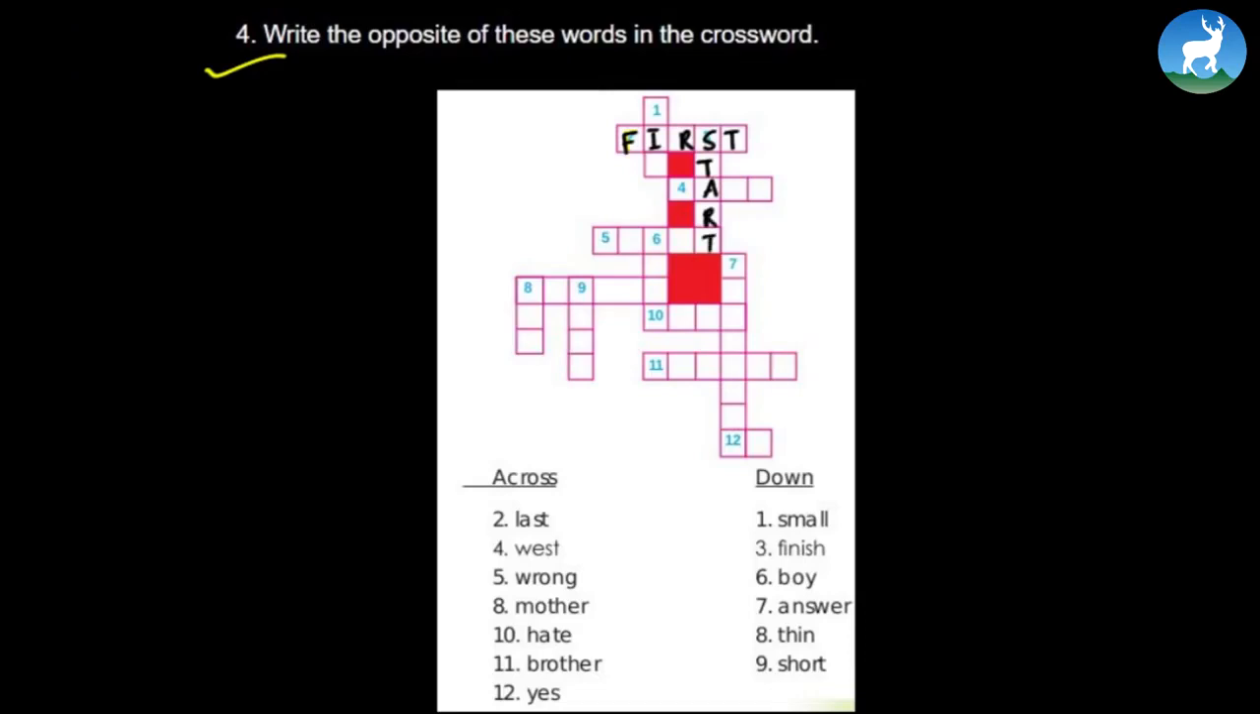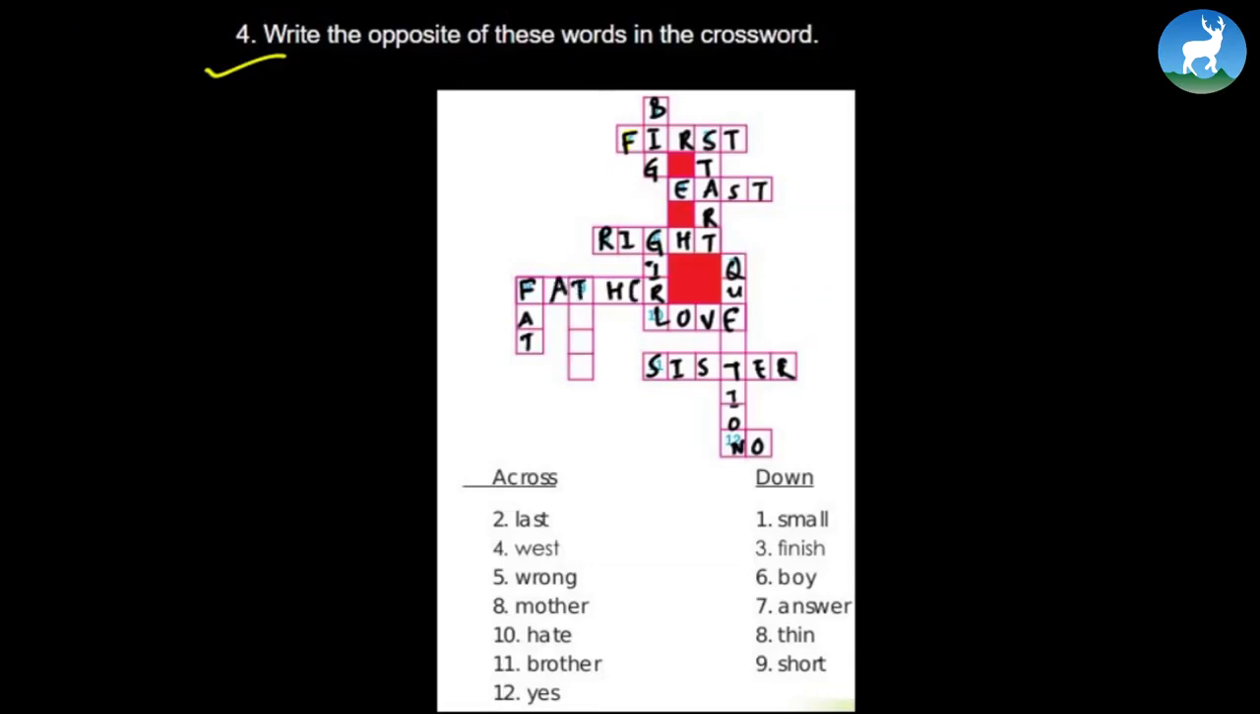Let's go to number 4. West. So it is east. Let's go to number 3, finish. So that's start. Number 1, small, big. Okay. Let's go to number 5, wrong. So that's right. Let's go to number 6, boy. It's girl. Number 10, across hate. It is love. Number 11, brother, sister. Number 12, yes, no. Let's go to number 7, answer, question, thin, fat. Number 9, number 8, mother.